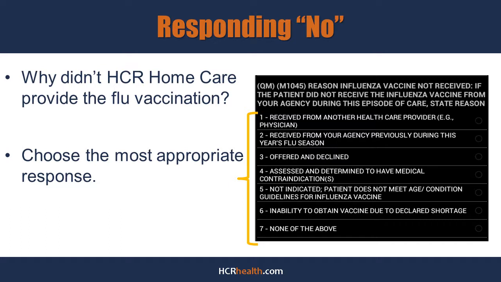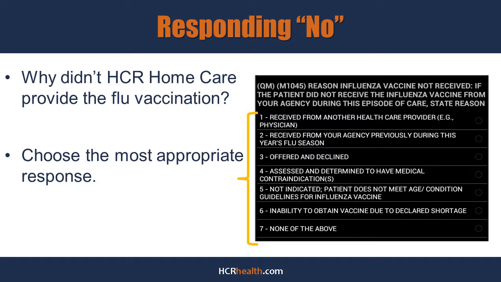Choose number 4, assessed and determined to have a medical contraindication, if the patient has a contraindication such as anaphylactic hypersensitivity to eggs, a history of Guillain-Barré syndrome, bone marrow transplant within the past 6 months, or if there are physician medical restrictions. Choose number 5, not indicated, patient does not meet the age or condition guidelines for the influenza vaccination, if they are not in the high-risk population discussed earlier.